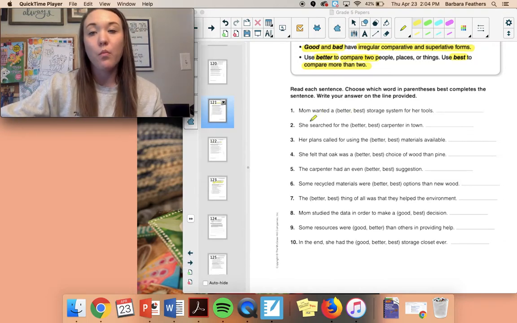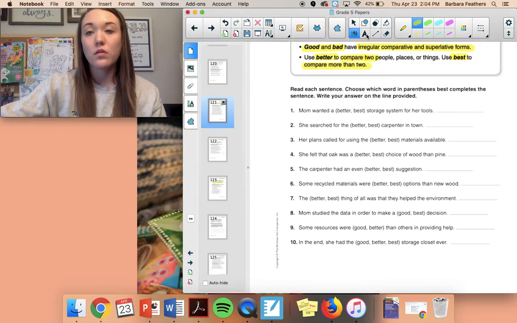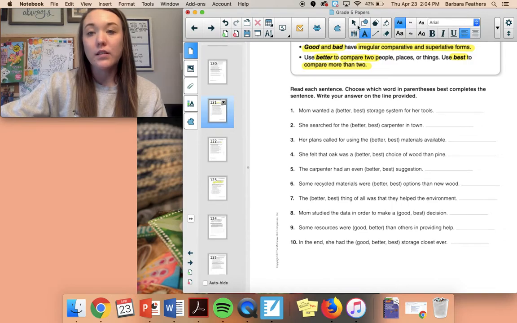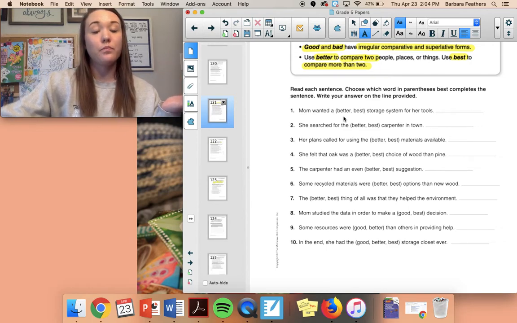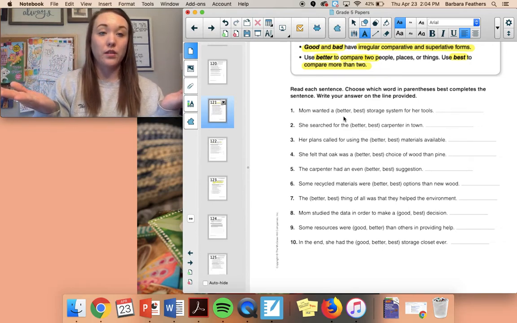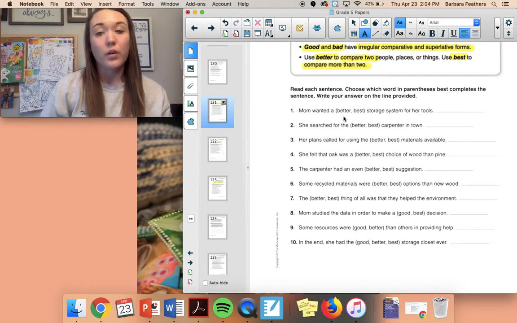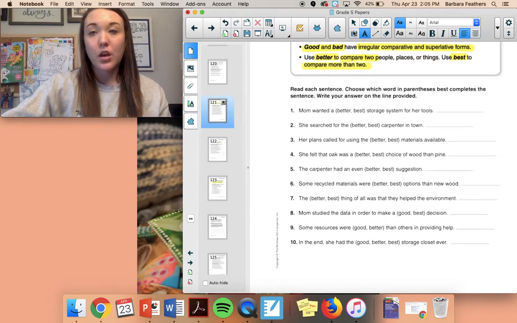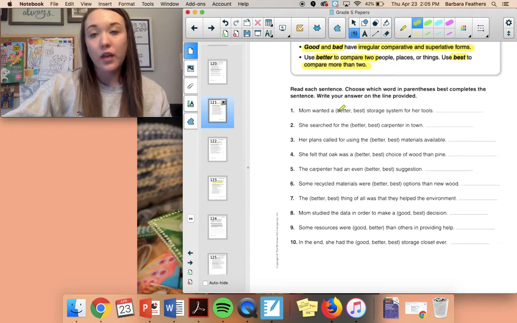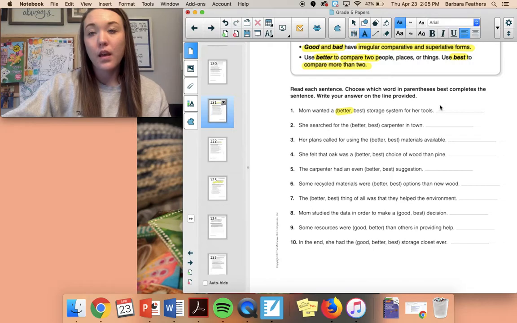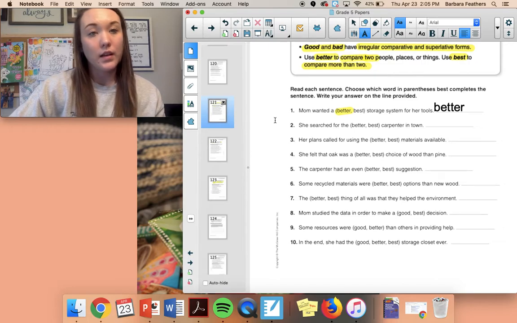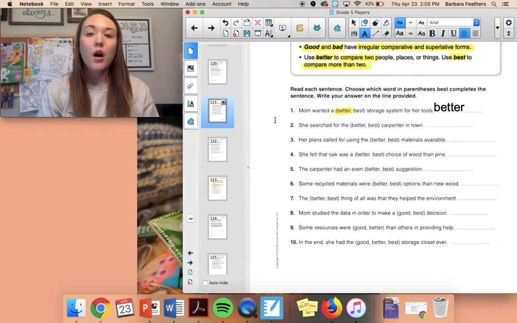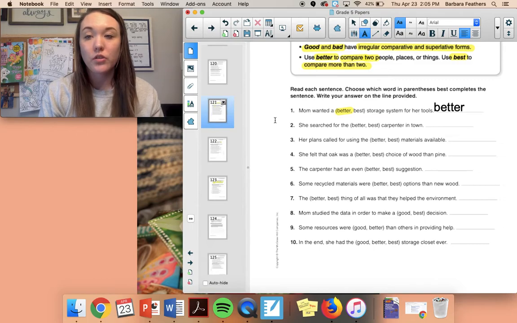So you'll have to decide, in these sentences, are two things being compared or three or more? Number 1 says, Mom wanted to buy blank storage system for her tools. In this sentence, it is comparing two things. A storage system she doesn't have now to another storage system. So for this one, we want to use the word better. You're going to circle or highlight, underline the word, and then write it on the line. To check yourself, you can read the sentence to make sure it makes sense. Mom wanted a better storage system for her tools.